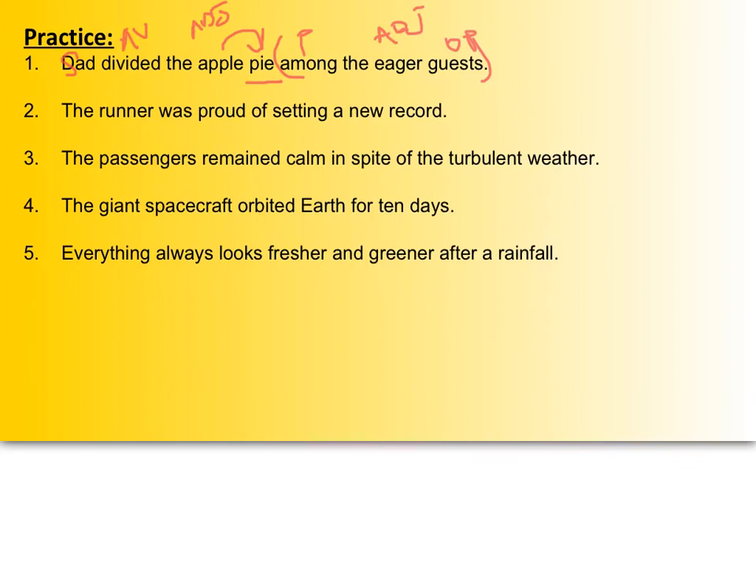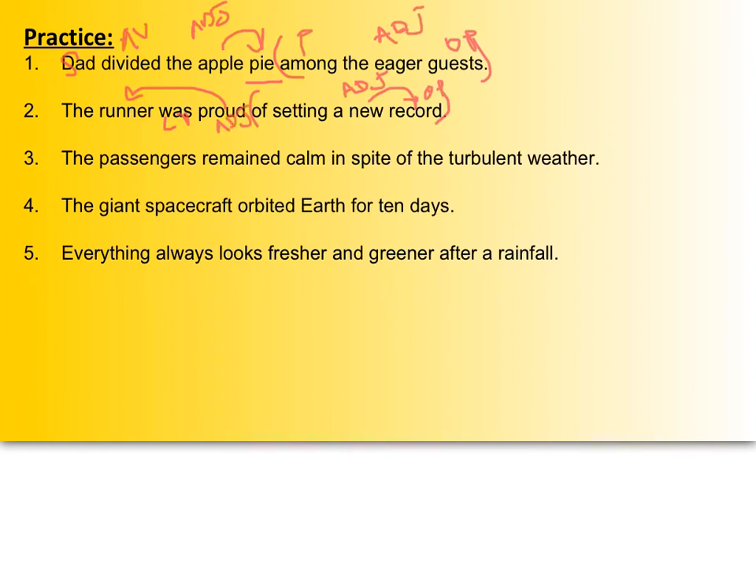The runner was proud of setting a record. Of setting a record is a prepositional phrase. New record, here's our object of the preposition that's being modified by new, so here's an adjective. And the runner was proud. Proud is modifying runner. We've got a linking verb, and proud is working as an adjective, a particular kind of adjective that we'll come back and talk about later.